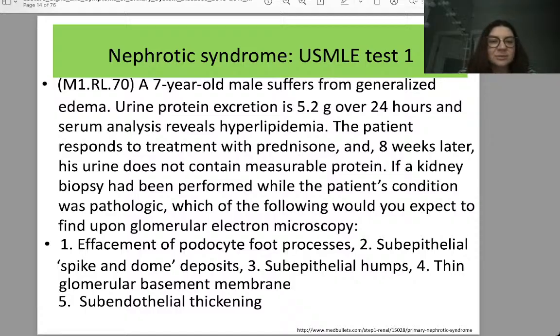First, it is effacement of podocyte foot processes. Second, it is subepithelial spike and dome deposits. Third, it is subepithelial humps. Fourth, thin glomerular basement membrane. And fifth, it is subendothelial thickening.